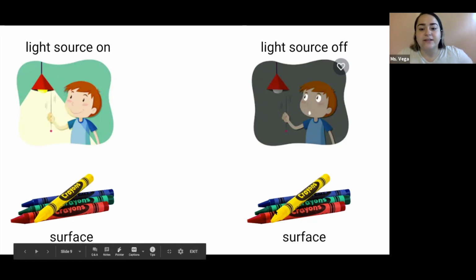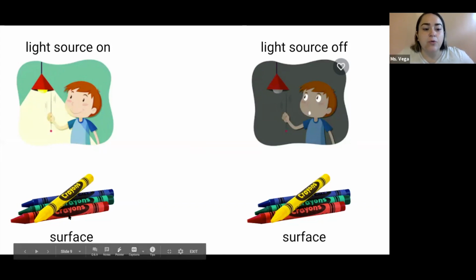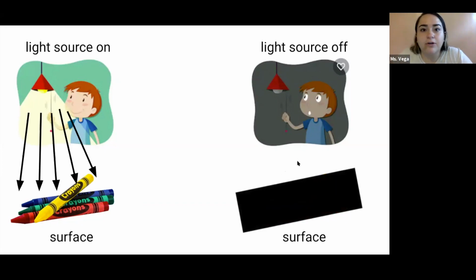Our surface are crayons. I love crayons. Here, I see my light source is on and it's pointing towards the crayons. It's going to make that surface brighter. Notice how in my diagram, I include arrows to show how the light travels from the light source to the surface of the crayons. Here, my light source is off, so there's no light going towards the crayons. So if this is in a dark place, that means it would look really dark. We would not see the crayon.